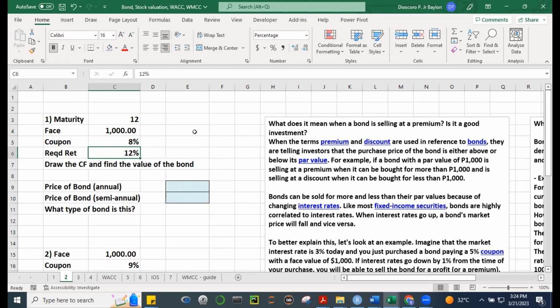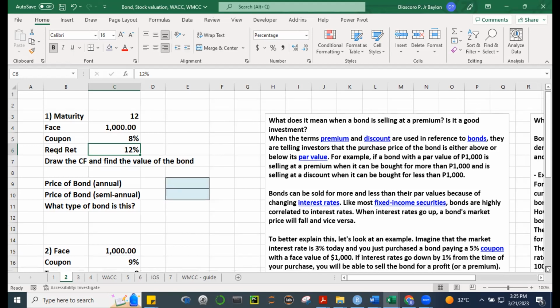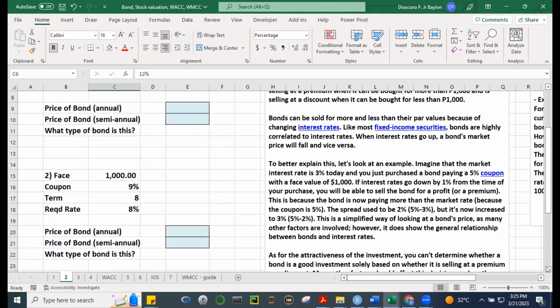Is this a premium bond, a discount bond, or a par bond? Class? And then also, how do you compute now for the price of this bond?